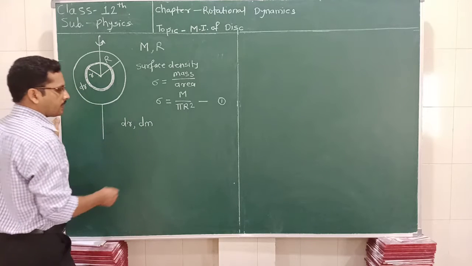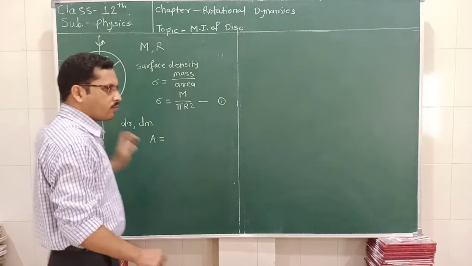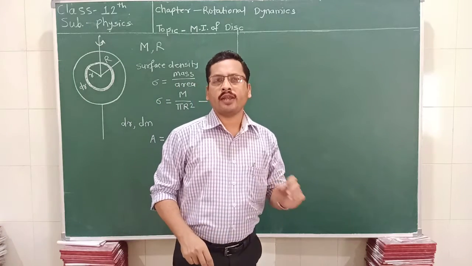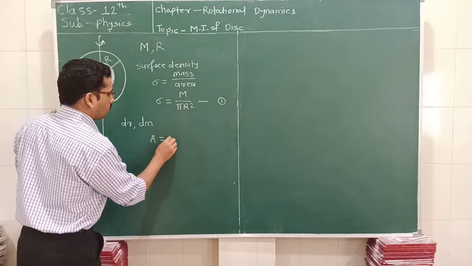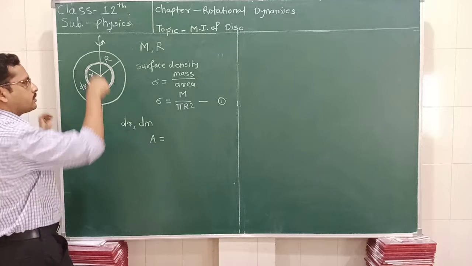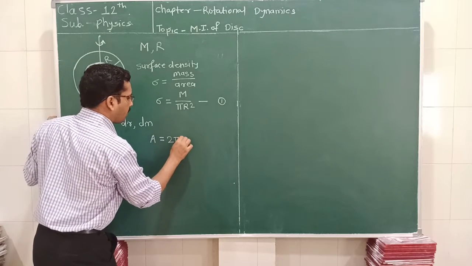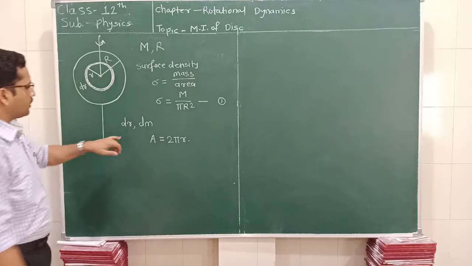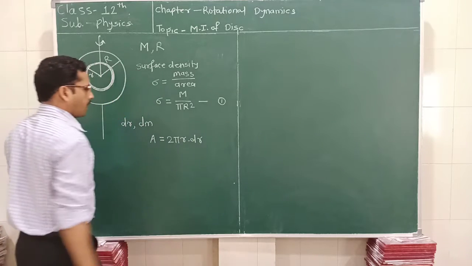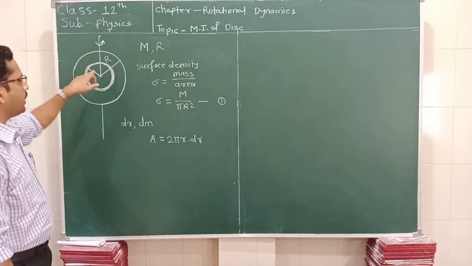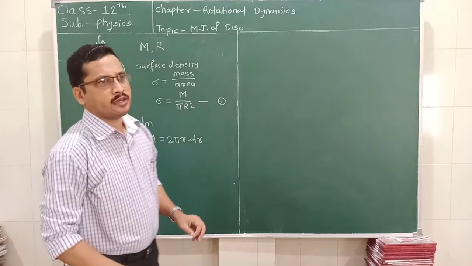What is the area of this elemental ring? We know the formula for area is equal to length multiplied by breadth. What is the length? Length means the circumference of this circular ring, which is equal to 2 pi r. And what is the thickness? The thickness of that ring is equal to dr. Therefore, the area of this elemental ring is 2 pi r multiplied by dr.